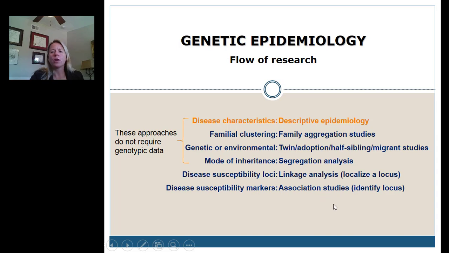So this is the general flow of genetic epidemiology in terms of the research flow. So with any research, we always begin with descriptive analyses or descriptive approaches. And essentially, we've discussed those methods already in the last 7 weeks of this course. So we would be looking at disease characteristics at population level, and looking perhaps at person-level characteristics as well as population-level characteristics to understand the disease patterns.